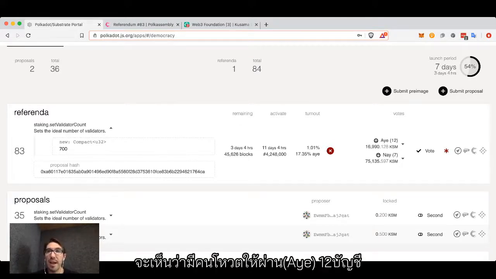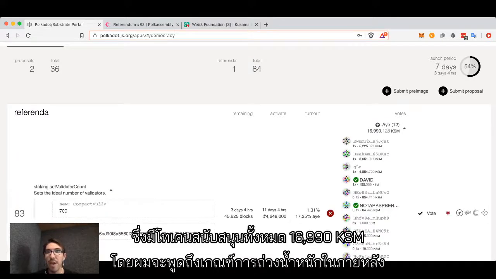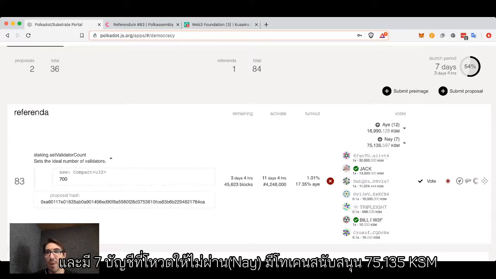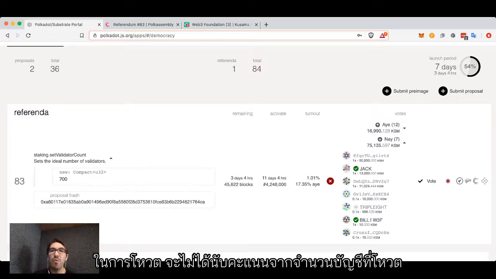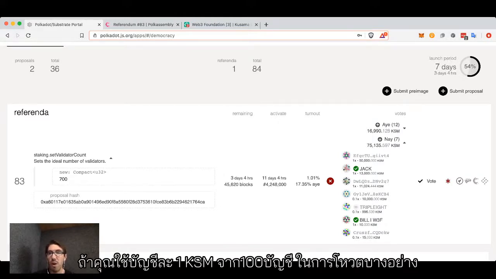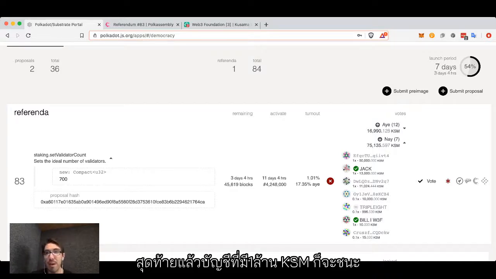So here we can see ayes. We have 12 accounts that have voted aye, so that's aye 12, with a weighted total of 16,990 Kusama. And I'll talk about how weighting works momentarily. And 7 accounts that have voted nay, with a weighted total of 75,137. So when you vote, it is not the number of accounts that matter. It is the amount of weighted Kusama. So if you have 100 accounts with 1 Kusama voting in favor of something, and 1 account with 1,000,000 Kusama voting against it, then that 1 account with 1,000,000 Kusama will win.